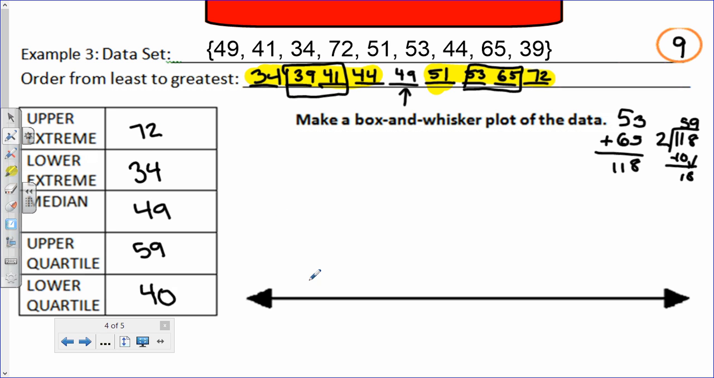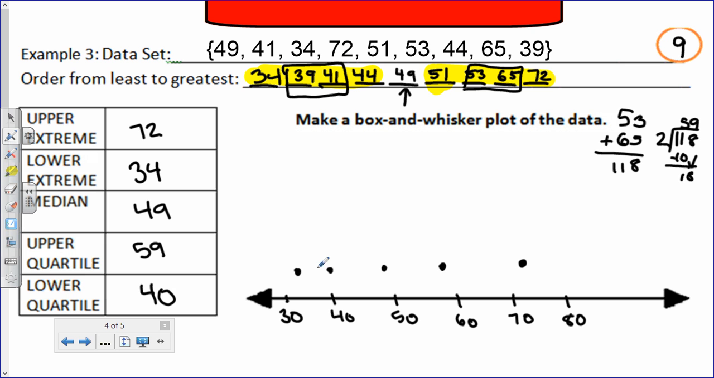And now we're ready for a box and whisker plot. I'm going to go by tens, and my lowest number is 34, so I'm going to start with 30, 30, 40, 50, 60, 70, 80. Now 34 would be about here. Next would be 40, and 49, and then 59, and then 72.